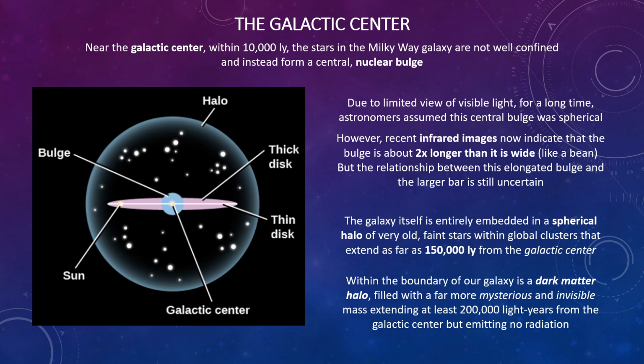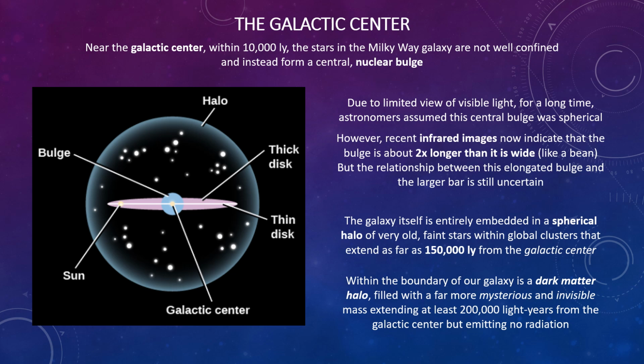The galaxy itself is entirely embedded in a spherical halo of very old faint stars within globular clusters that extend as far as 150,000 light years from the galactic center. And within this boundary of our galaxy, there is an invisible dark matter halo, which is filled with a more mysterious and invisible mass that extends nearly 200,000 light years from the galactic center but emits no radiation.